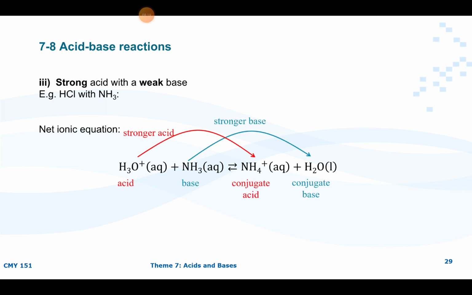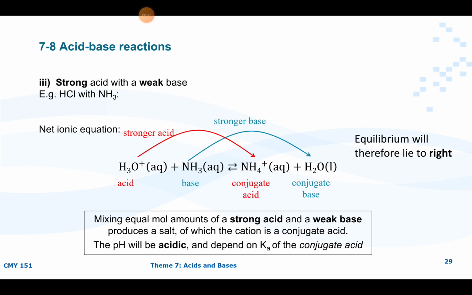So we can do the same type of analysis. We've got an acid and a base, a conjugate acid and a conjugate base. Our acid on the left is stronger than the conjugate acid, and our base on the left is stronger than water, our conjugate base. So again, for this, equilibrium will lie to the right. We'll have equal mole amounts of this, which will neutralize based on stoichiometry, but we end up with this conjugate acid in solution, which will lower the pH. And this will be dependent on the pKa of this conjugate acid. So the same story, just the opposite way around.